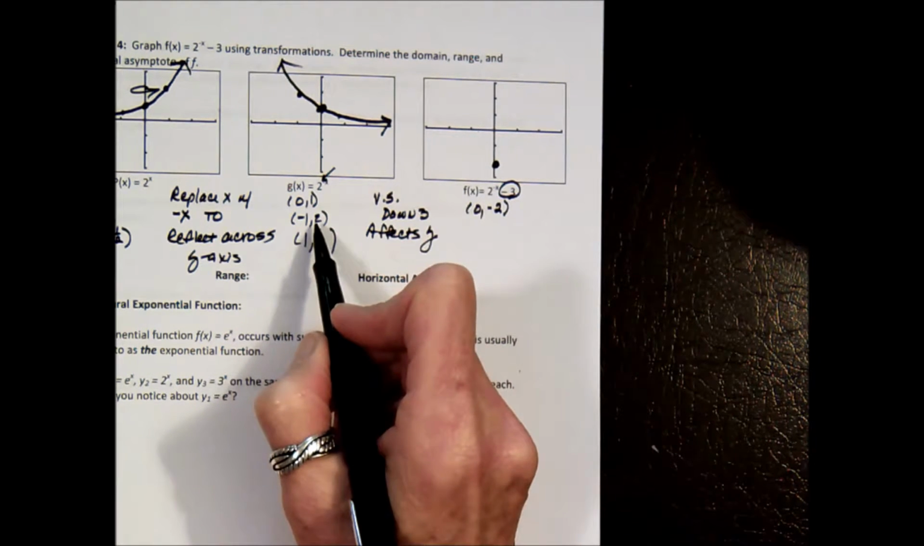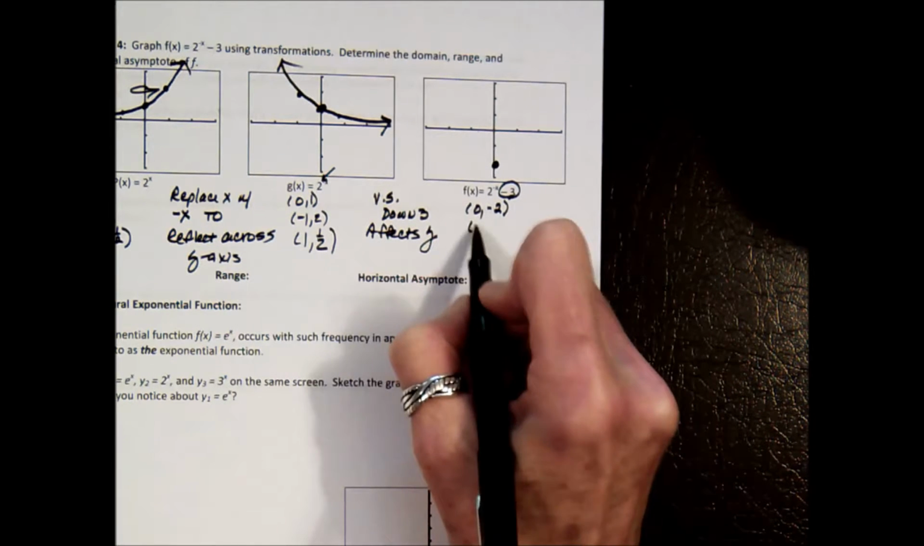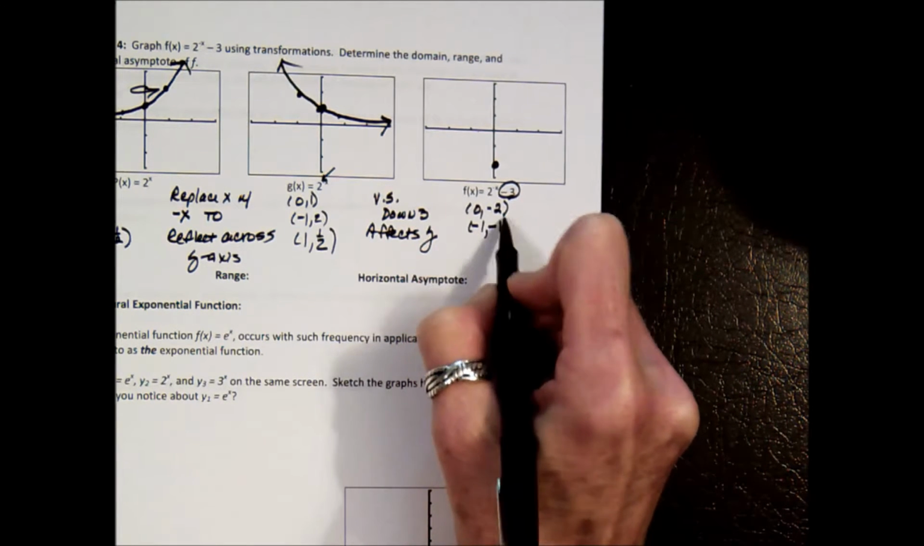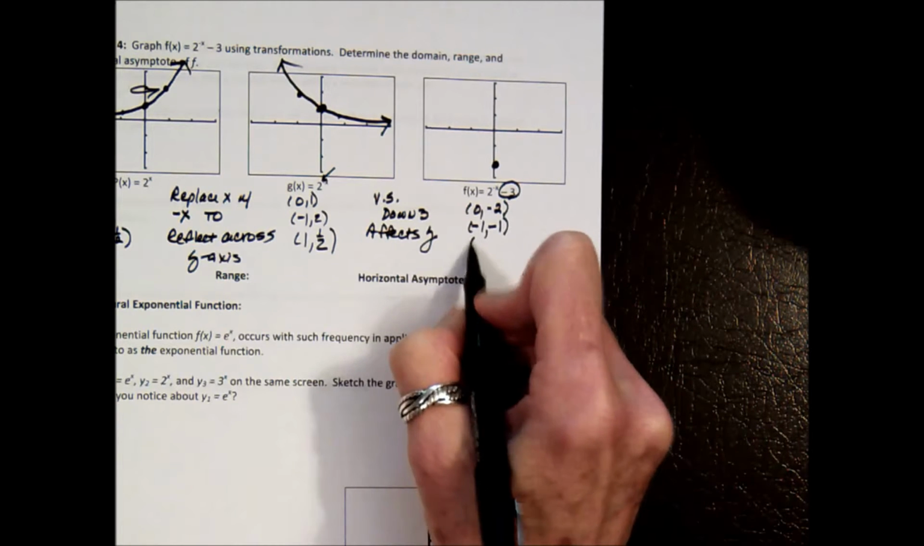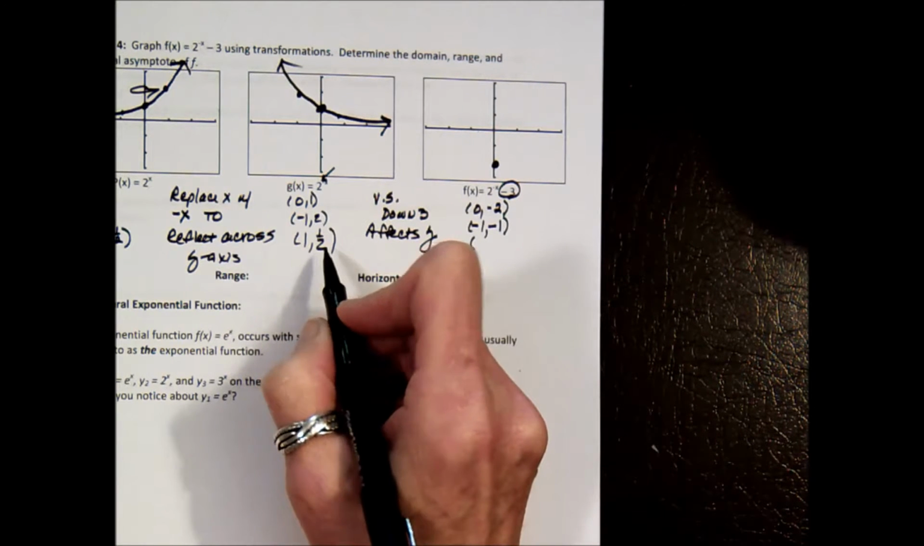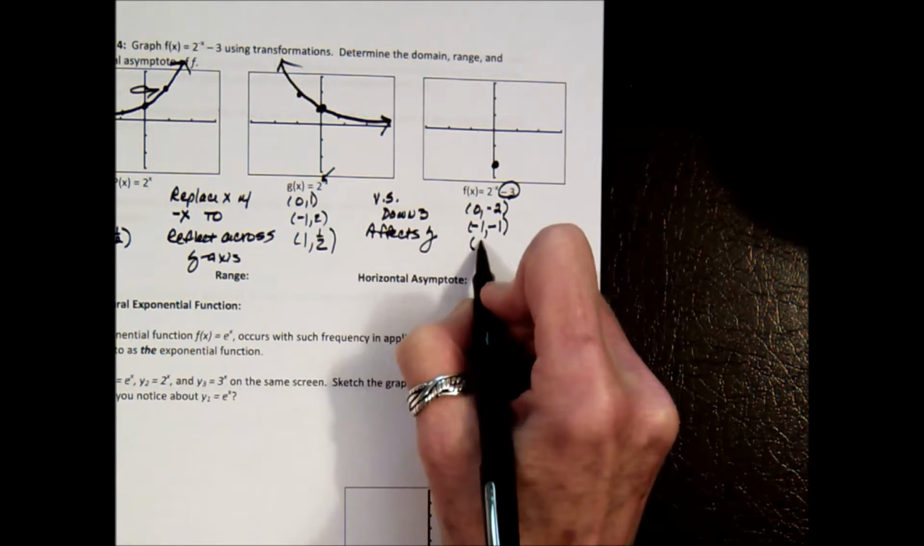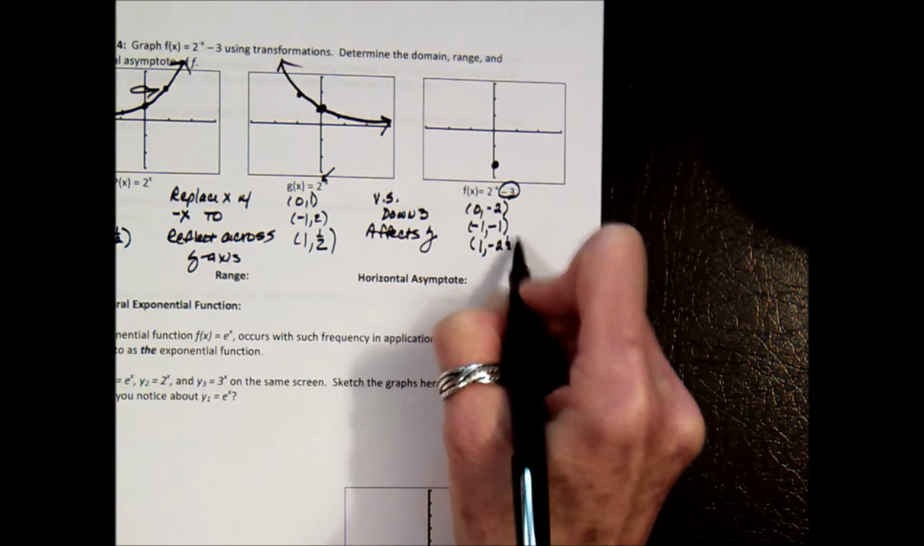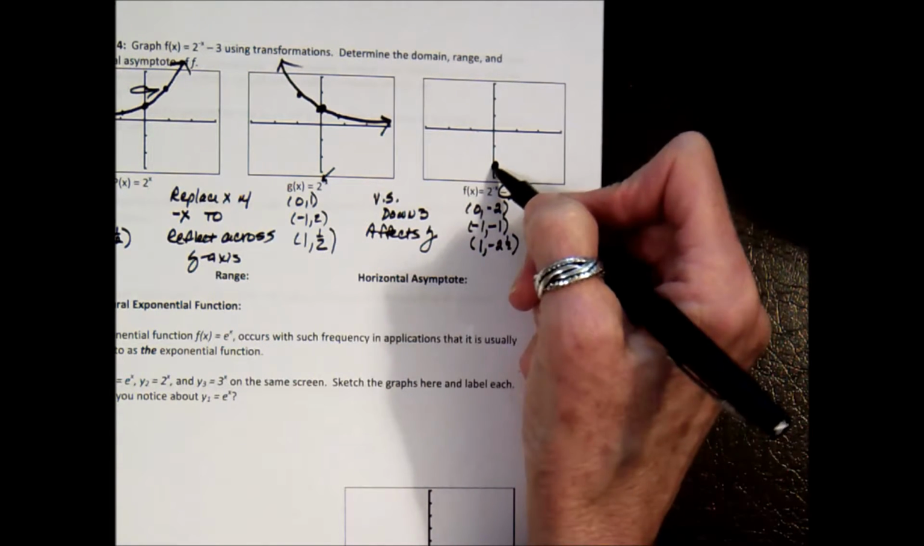-1, 2, it's going to go down 3. It's going to become -1, -1. 2 take away 3. And then 1, 1/2, going down 3 is going to be 1, -2.5. So I have the point 0, -2.